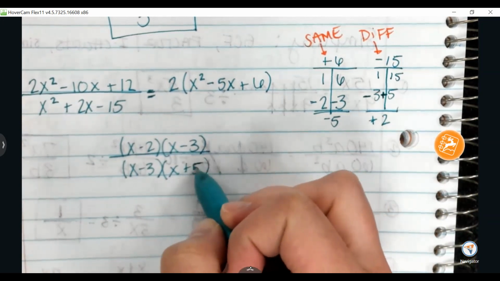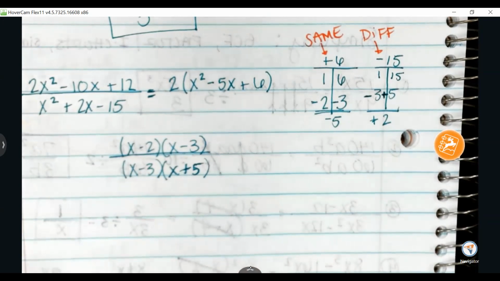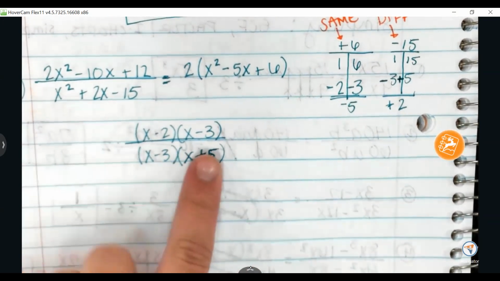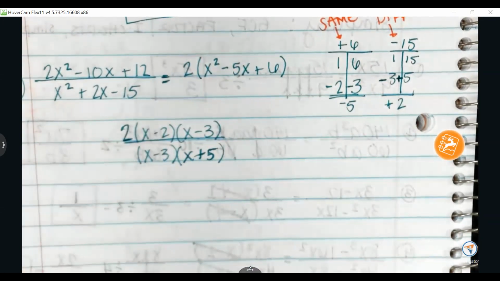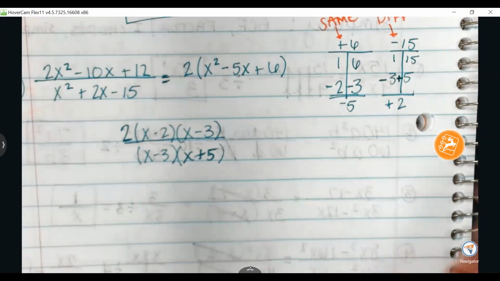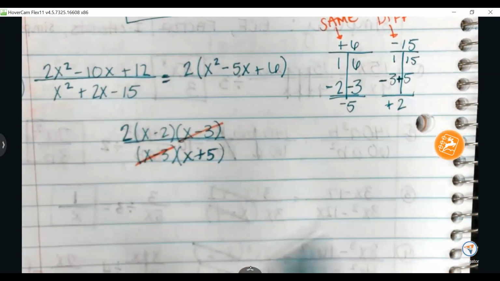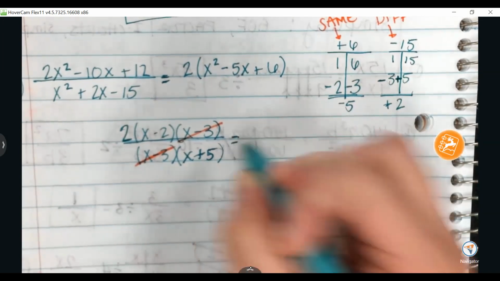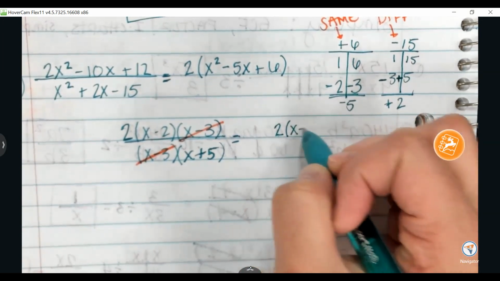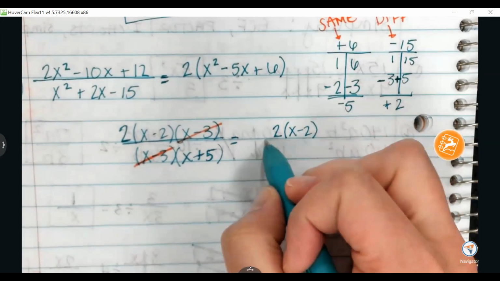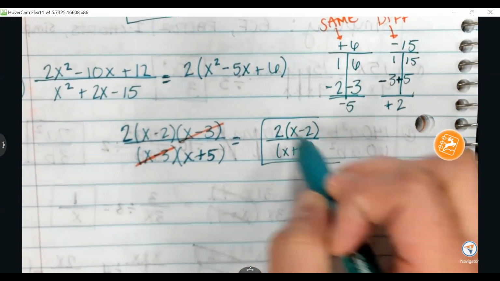Now freeze, we forgot something. We really forgot something on the numerator. What else has to be on that numerator? My GCF has to stay up there always. Now what do I notice can happen? My x minus 3's can cancel out. Can anything else cancel out? No, so I'm just going to rewrite my answer. So on top is 2 parentheses x minus 2 over x plus 5. And that would be my final answer.